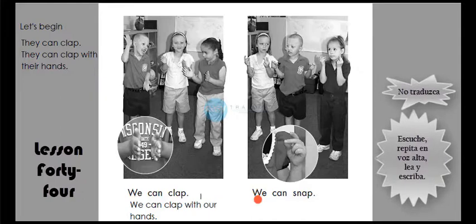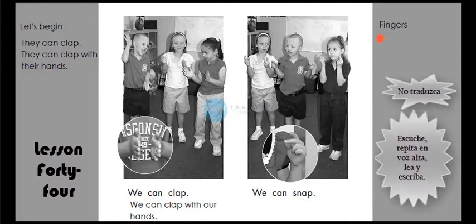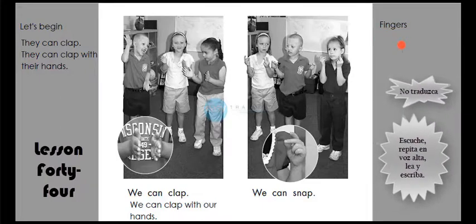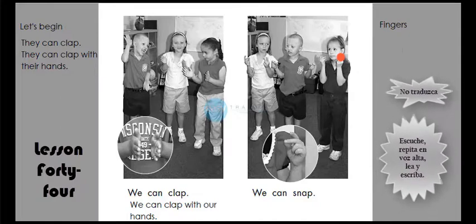Y en cada hand tenemos fingers. Déjeme escribir aquí esa palabra, fingers. En cada hand tenemos fingers. Y en cada hand we have five fingers. Cada una de las partes de la hand se llaman fingers. Entonces, en total, tenemos 10 fingers. 5 en cada hand. 5 in each hand.